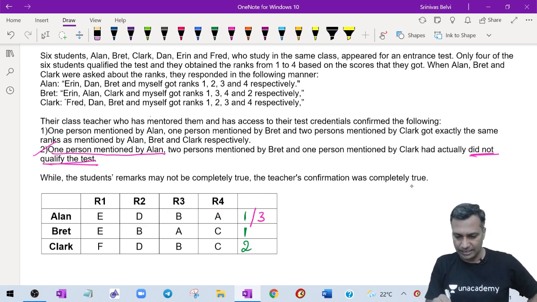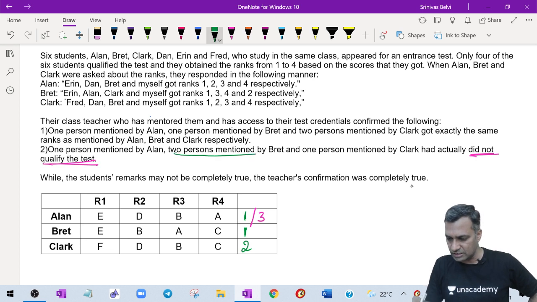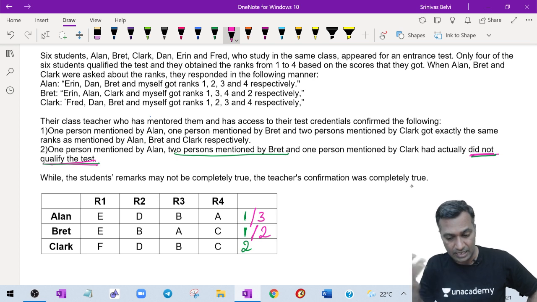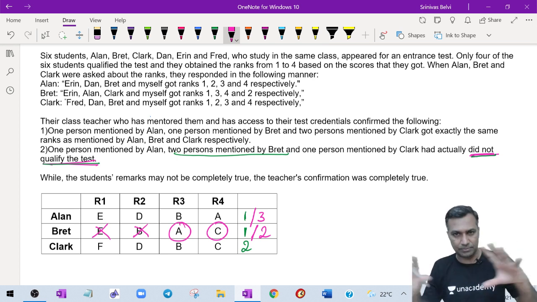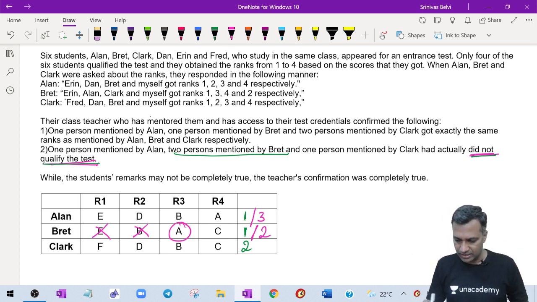Second one, the next one. Two persons mentioned by Brett did not qualify the test, which means the remaining two people qualified. It could be possible that E and B did not qualify and A and C qualified. Something like that, right? That's the meaning out there.